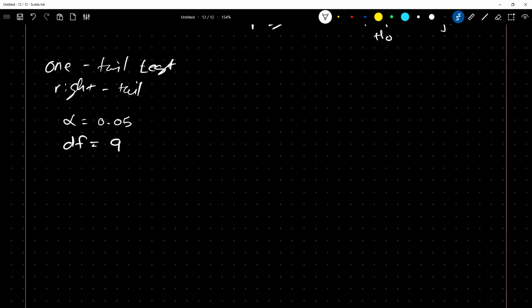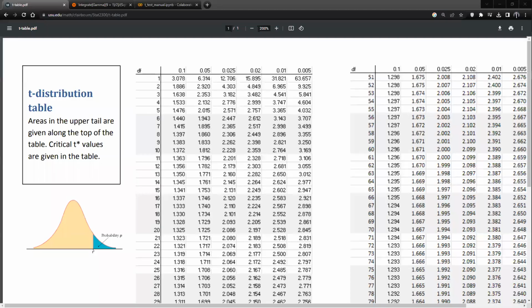So let's go take a look at our t table. All right, so I'm looking over here at my t table. Here we go. Let's find degrees of freedom is 9 here. And remember, this t table that I'm using is from the University of Utah, and it gives us the upper tail, so we're looking above the t value. So here we get 9 as our degrees of freedom, and here's our alpha level, 0.05. Just going down to here, we get 1.833.